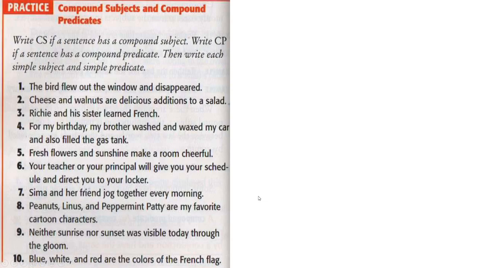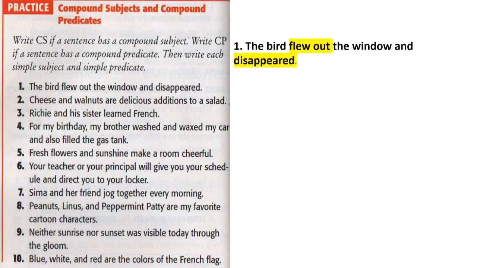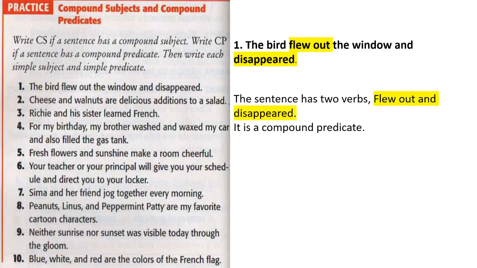Let's move on. So we have more practice here, and I'm going to give you an example. Again, the bird flew out the window and disappeared. So the sentence has two verbs, flew out and disappeared. It is a compound predicate because you have two verbs, flew out and disappeared.